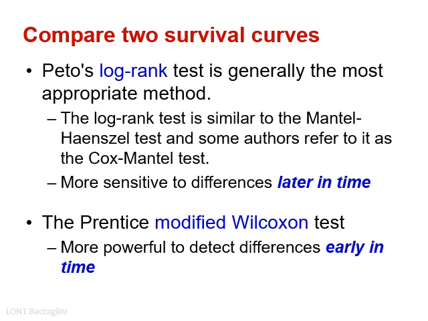This is similar to the Mantel-Haenszel test, and some authors refer to it as the Cox-Mantel test. This test is more sensitive to differences later in time. On the other hand, the Prentice modified Wilcoxon test is more powerful to detect differences early in time. And because we typically are interested in a long-term prognosis, then we typically are interested in the log-rank test and in differences later in time.